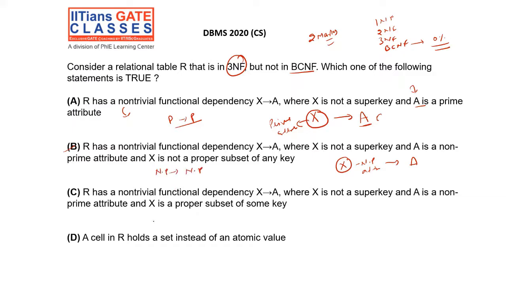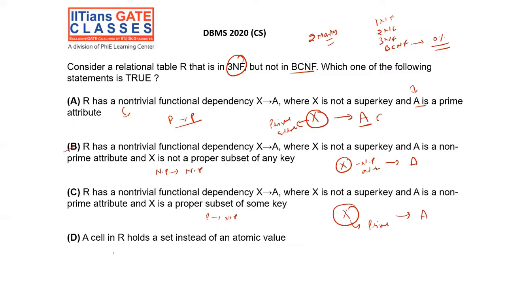The third point, R has a non-trivial functional dependency X implies A, where X is not a super key, and A is a non-prime attribute, and X is a proper subset of some key. It means this X is a prime attribute because it is a proper subset of some key, but it is not a key, right? A prime attribute implies A, which is non-prime. So here prime to non-prime.